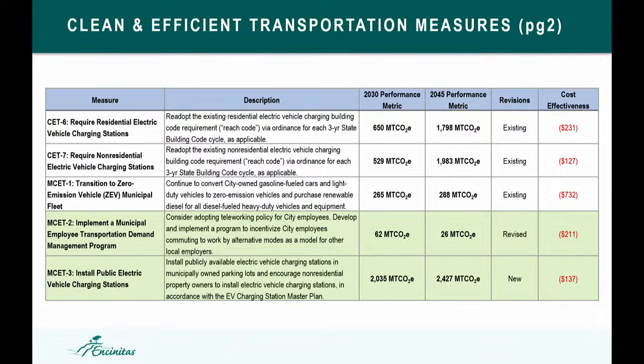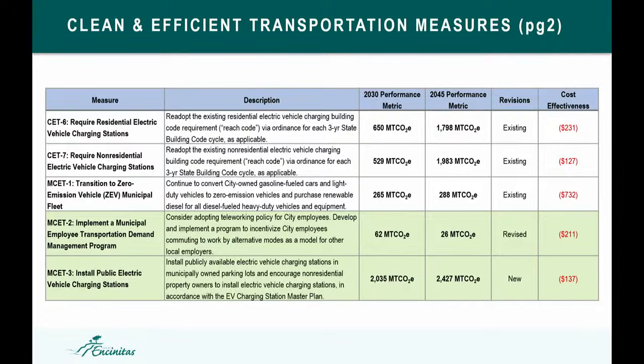Continuing on with the clean and efficient transportation strategy, measures CET6 and CET7 are both REACH code measures that call for electric vehicle charging stations to be installed at residential and non-residential construction projects. Measure MCET1 is an existing measure, and this is a state mandate that the city transition its fleet to zero-emission vehicles.